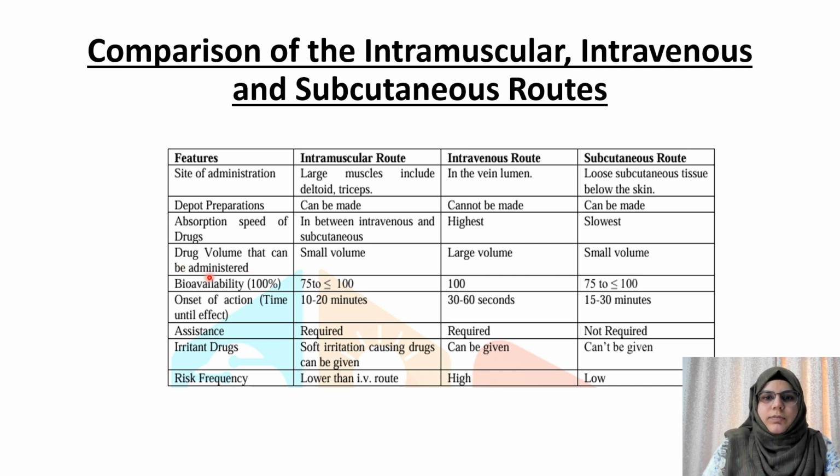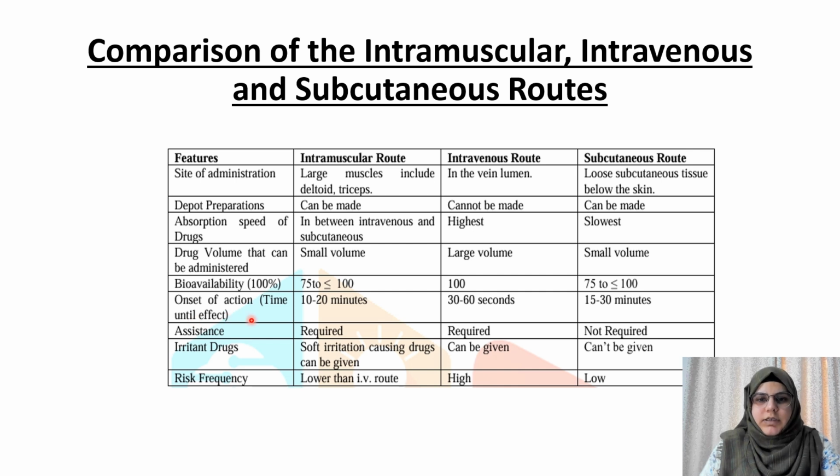Feature: drug volume that can be administered. In intramuscular, a small volume of the drug can be administered. Intravenous, large volume, and subcutaneous, again a small volume. Bioavailability is calculated in percentage. Intramuscular is 75 to less than 100. Intravenous route is 100%. Subcutaneous is again 75 to less than 100%. What actually is bioavailability? Bioavailability tells the absorption of the drug.